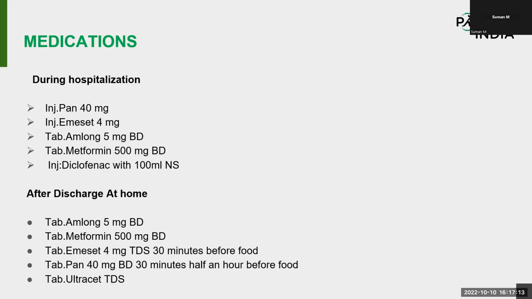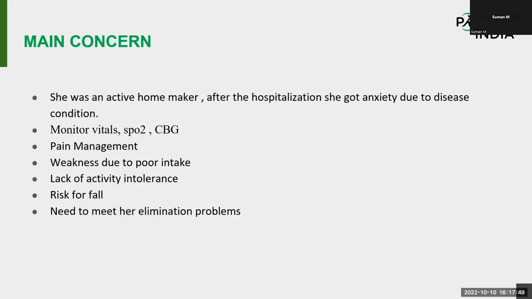Medication during hospitalization, doctor advised injection Pan, injection Emeset, tablet Amlong 5 mg BD, tablet Metformin 500 mg BD, injection diclofenac with 100 ml NS. After that, patient was not willing for further management, so after discharge at doctor's advice: tablet Amlong 5 mg, tablet Metformin 500 mg BD, tablet Emeset 4 mg TDS before food, tablet Pan 40 mg BD half an hour before food, tablet Ultrasec TDS.